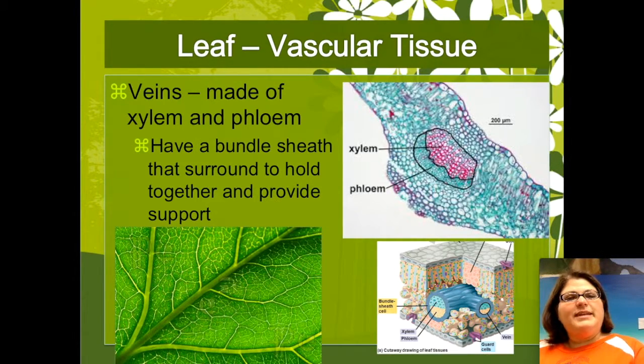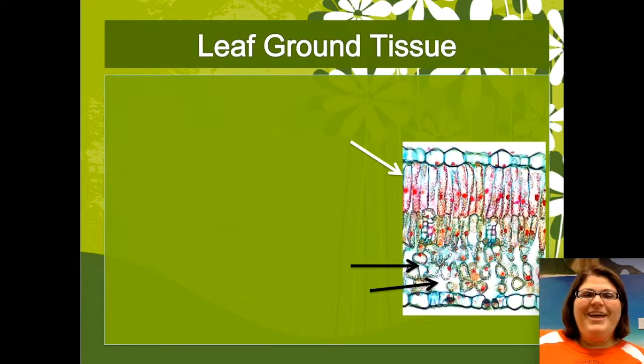Leaf vascular tissue is mostly in the veins, and as usual it's made up of xylem and phloem. Typically the xylem is on the top and the phloem is on the bottom. There's usually a sheath around it to hold it together and to help support the leaf. Leaf ground tissue is highly specialized to facilitate photosynthesis and transpiration.